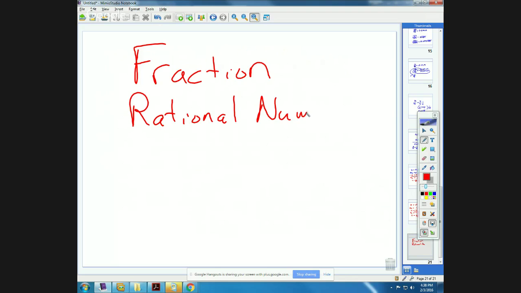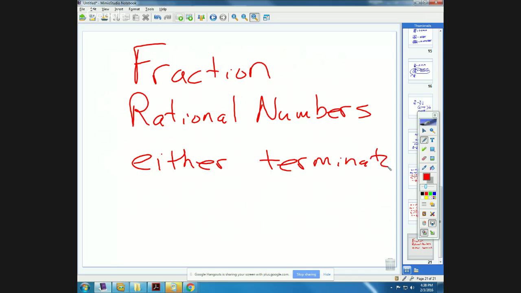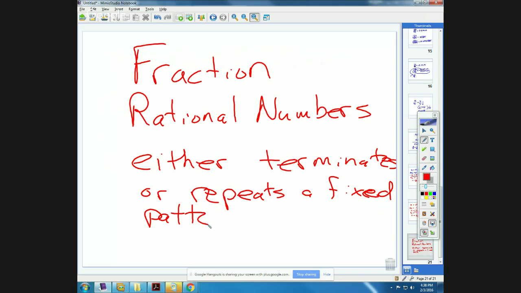Rational numbers. Every single fraction or rational number that exists either terminates as a decimal or repeats a pattern. Repeats a fixed pattern. By fixed pattern, I mean I could go down to a shop that makes rubber stamps, and I could make a rubber stamp of the repeating part, and I could go stamping it down the road all day long, forever and ever.